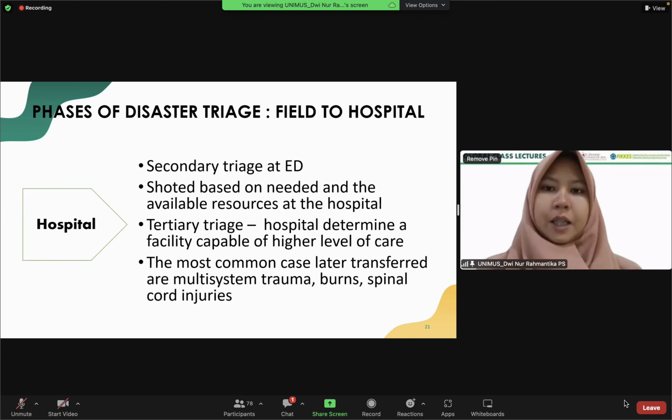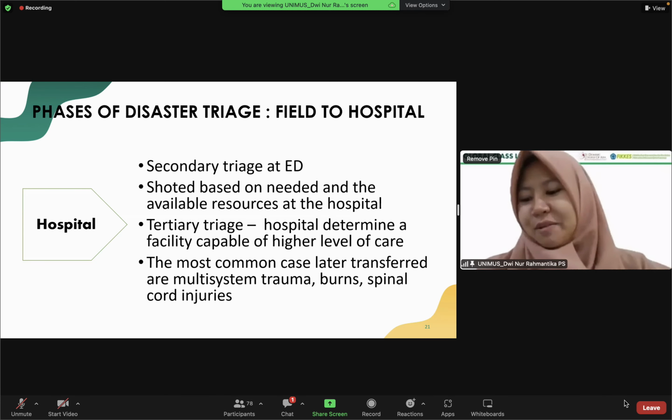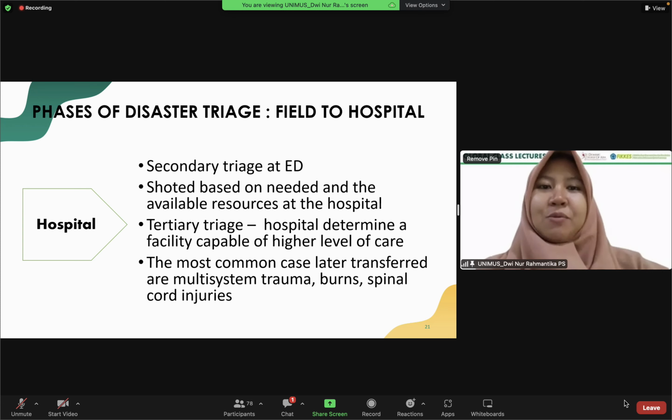In the emergency department, the medical response team or nurse repeats the triage again. We call it secondary triage. So triage is done rapidly, every time, anytime, anywhere. If we can do the triage, we do triage again and again, because the condition of the patient can change rapidly. And then sort patients based on need and the available resources of the hospital.